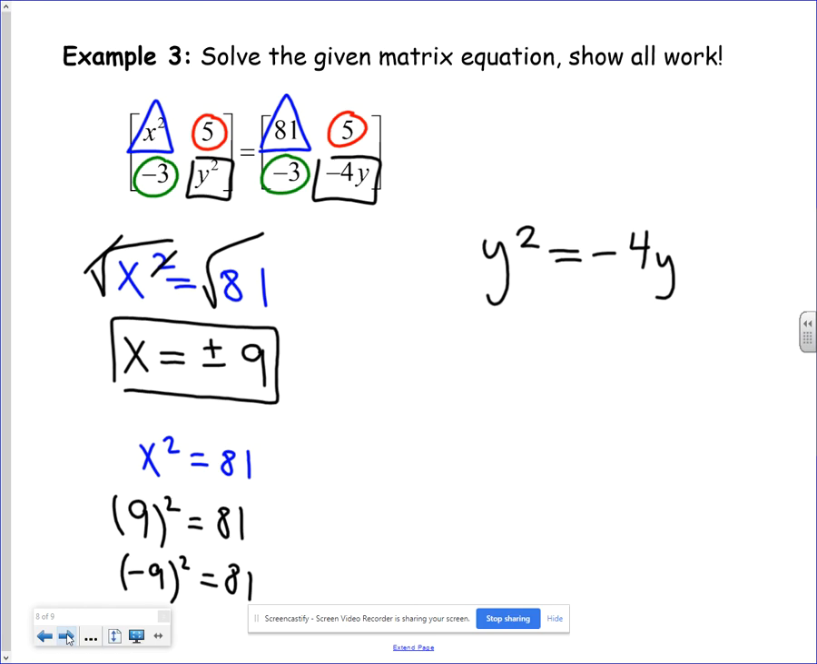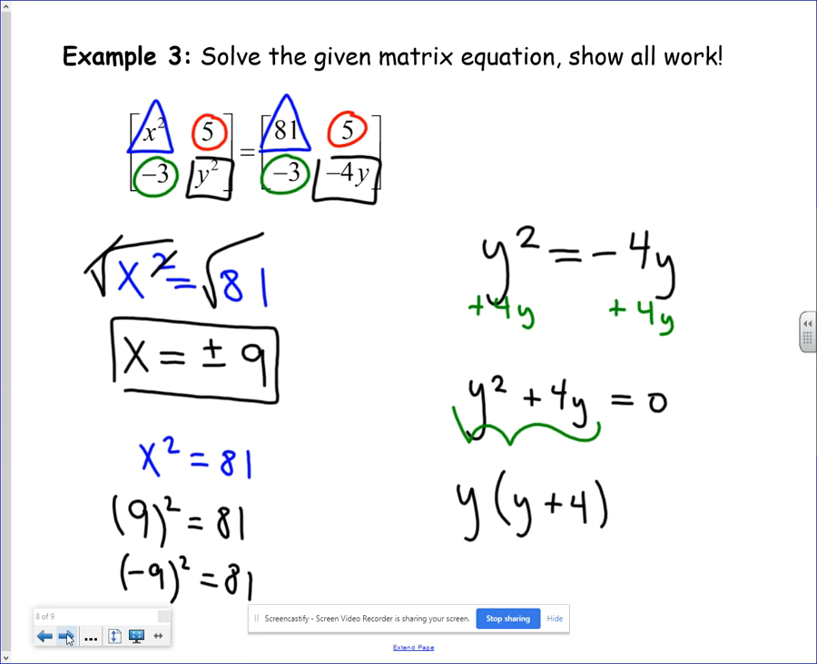So to solve this one, we're going to add 4y to both sides. So now I have y squared plus 4y is equal to 0. And then I'm going to try to factor the left side. When it comes to factoring, the first step is to look for a greatest common factor. The greatest common factor of these two terms is y. So I can factor out a y. So I'm going to have y times the quantity y plus 4 is equal to 0.